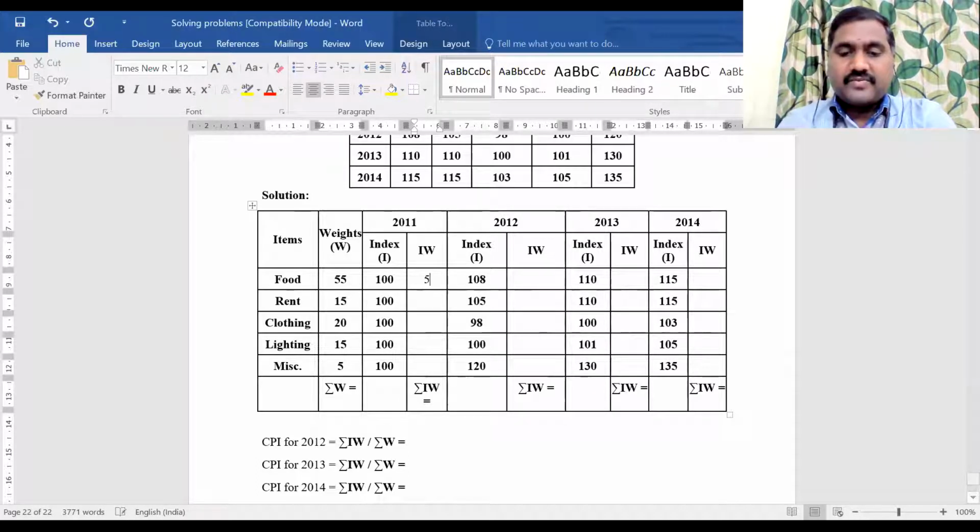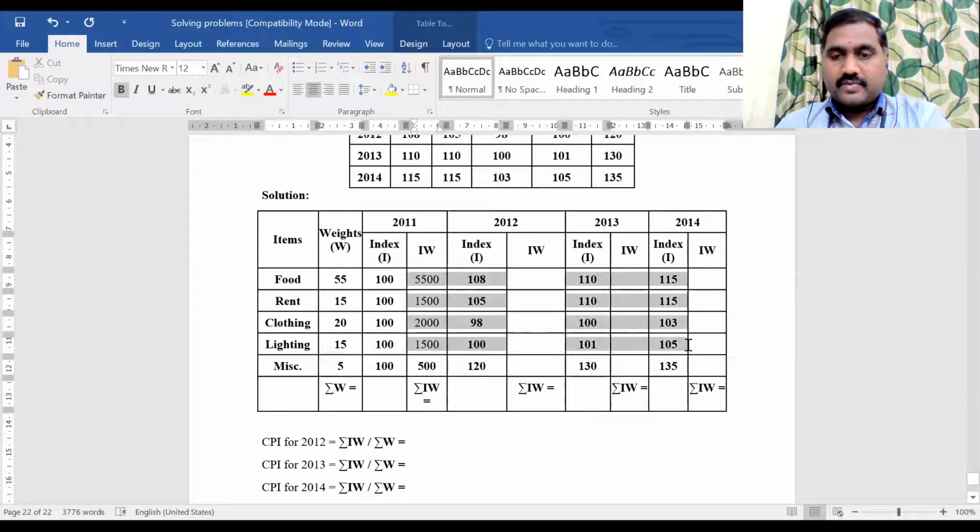55, so it will be 5,500. It is 1,500. It is 2,000, 1,500, and this is 500, right? Okay, we got the value. I will make it bold. Okay. Now, this is IW.